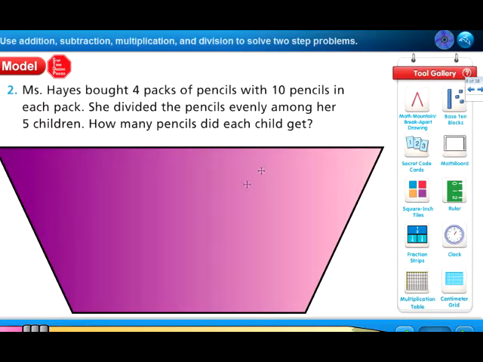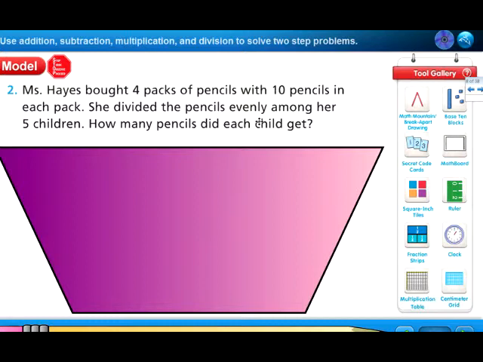Our next question deals with pencils. Miss Hayes bought 4 packs of pencils with 10 pencils in each pack. She divided the pencils evenly among her 5 children. How many pencils did each child get? Let's look at that first sentence. She bought 4 packs of pencils with 10 pencils in each pack.